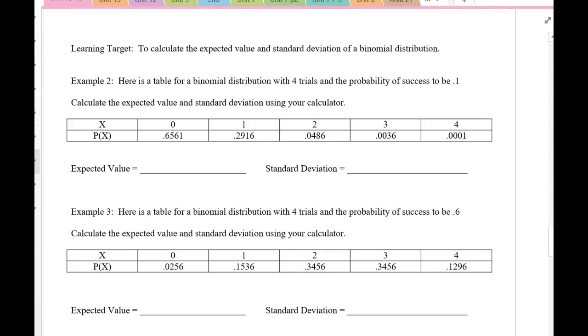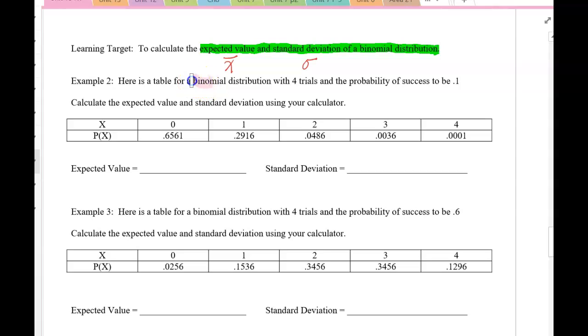Hello statistics students, today's learning target is to calculate the expected value and standard deviation of binomial distributions. When we use our calculator, remember the expected value is x bar on the calculator and standard deviation is sigma. If you look at the first problem, I completed the chart for you.